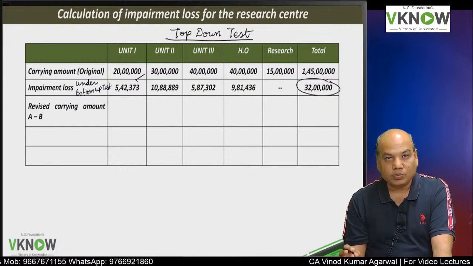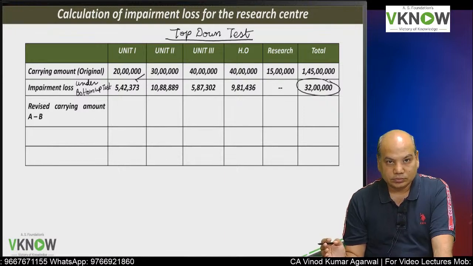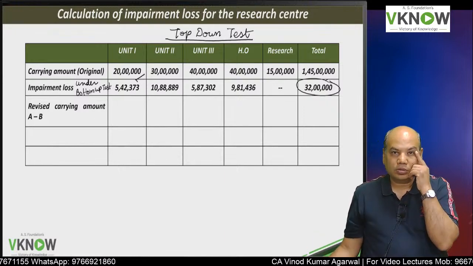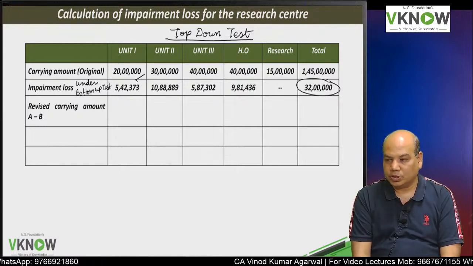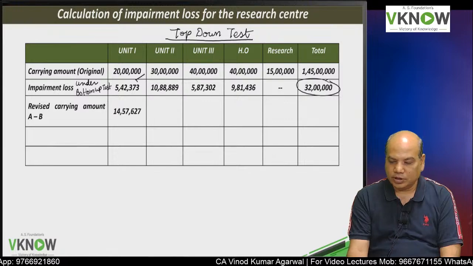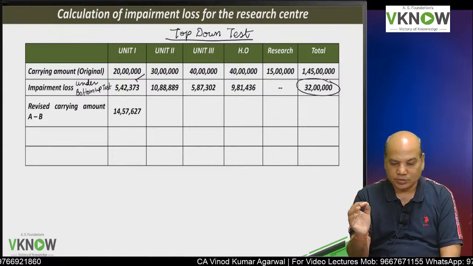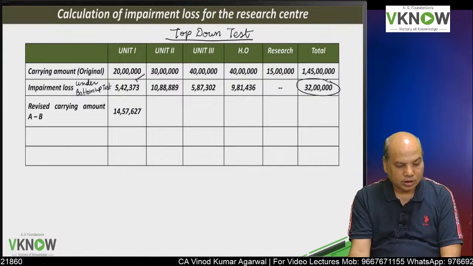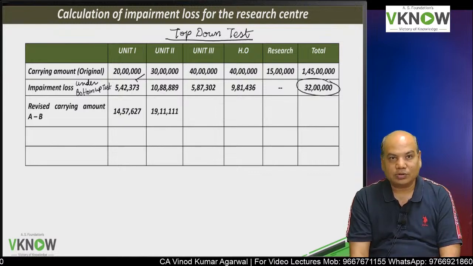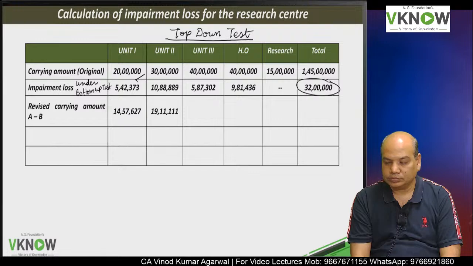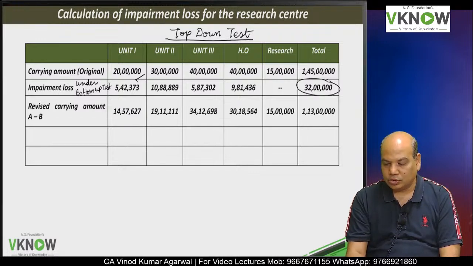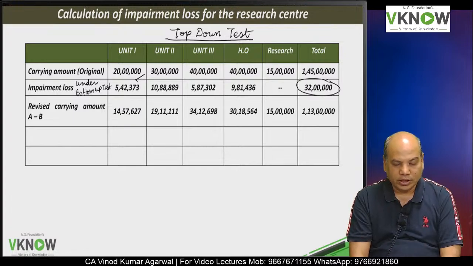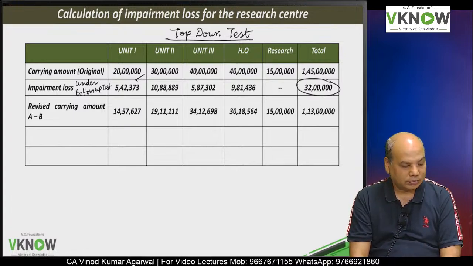After you have performed bottom-up test, now you perform top-down test. But first find out the revised carrying amount, A minus B. Take your calculator and solve on your own. So that comes to 1 crore 13 lakh.